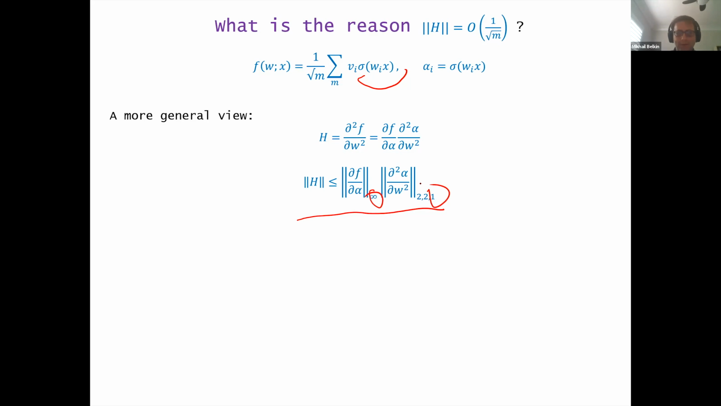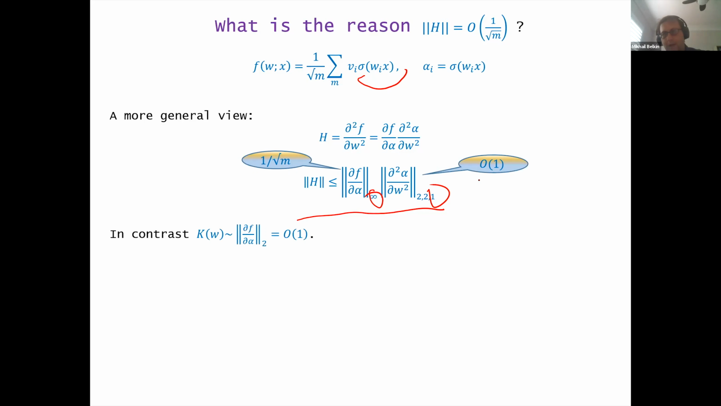And now if you check, you realize that this infinity norm is of the order of 1 over square root of m. So the derivative of f with respect to the activation function is 1 over the square root of m. And this thing is of the order of O of 1. That requires some checking. In this case, it's really easy to check. In general, of course, it's more complicated. So what does this mean? This means that the product, the spectral norm, is bounded by essentially the infinity norm of df over d alpha.